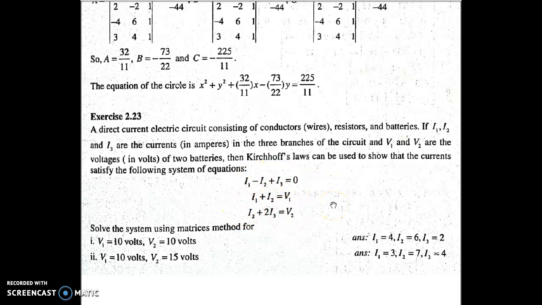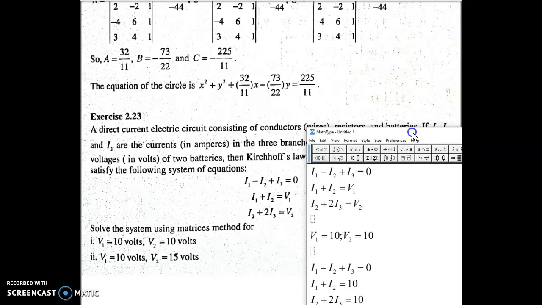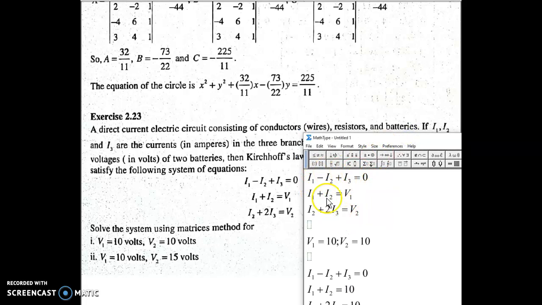Okay, and they want us to solve the system using the matrices method for the situation where V1 equals 10 volts and V2 also equals 10 volts. So basically we are just going to use this equation, right? For the first question, substitute the V1 and V2. Okay, I have done it. So this is the equation, and for the first one, V1 and V2 are 10 and 10.